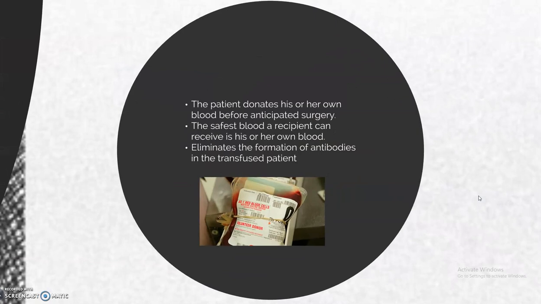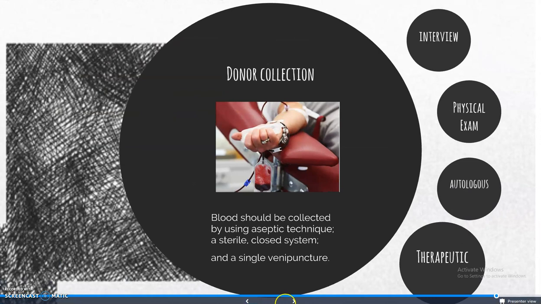An autologous donation is when a patient donates his or her own blood before an anticipated surgery. It's the safest blood a recipient can receive, is his or her own blood. It eliminates the formation of antibodies in the transfused patient. So this would be ideal if you have a predetermined surgery and you want to donate your own blood.